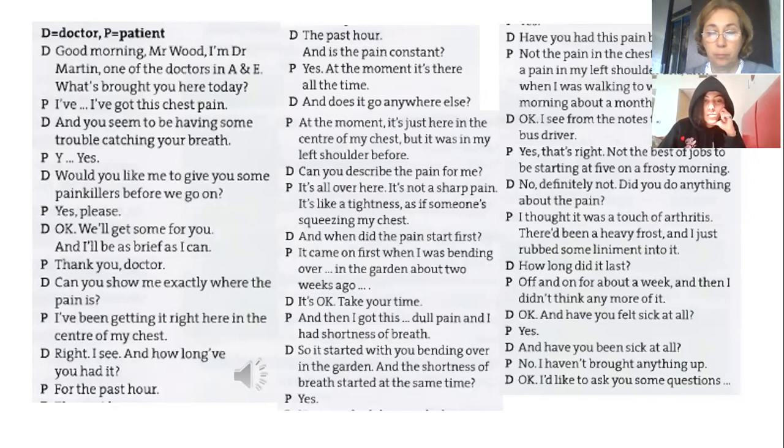Yes. Have you had this pain before? Not the pain in the chest, no. I had a pain in my left shoulder and arm when I was walking to work one morning about a month ago. Okay. I see from the notes that you're a bus driver. Yes, that's right. Not the best of jobs to be starting at 5 on a frosty morning. No, definitely not. Did you do anything about the pain? I thought it was a touch of arthritis. There'd been a heavy frost and I'd just rubbed some liniment into it.